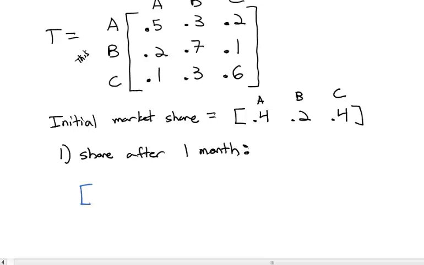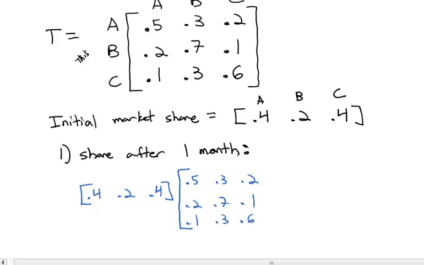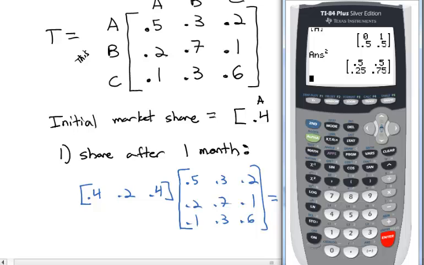The way we do that is we can take the initial market share of 0.4, 0.2, 0.4, and multiply it by the transition matrix: 0.5, 0.3, 0.2, 0.2, 0.7, 0.1, 0.1, 0.3, 0.6. And that's going to equal our new market share of A, B, and C. So let's do that on the calculator.